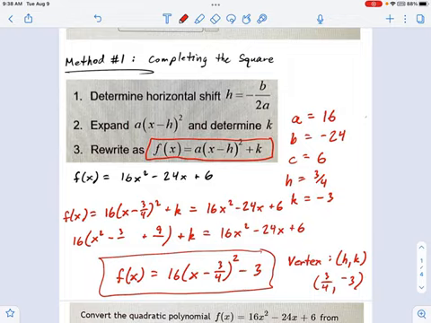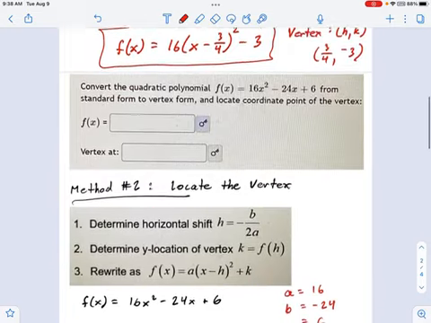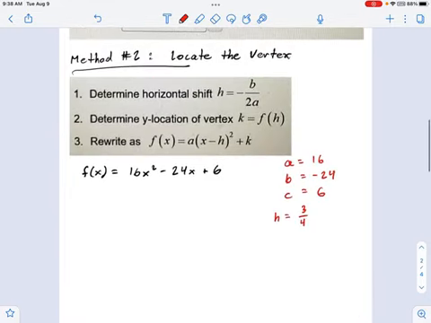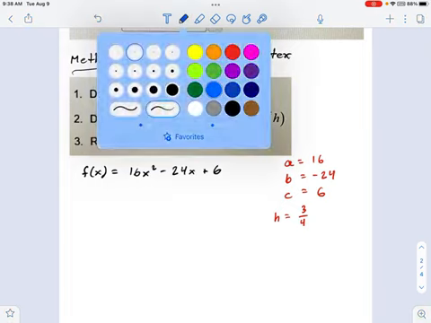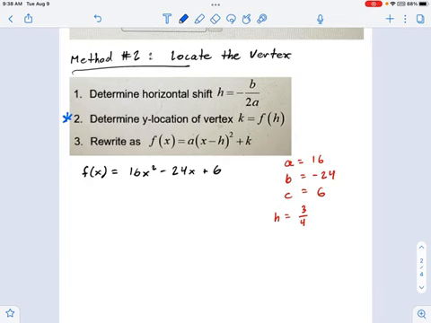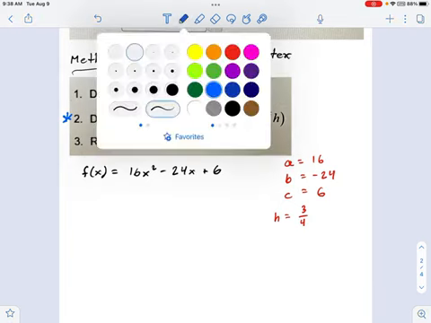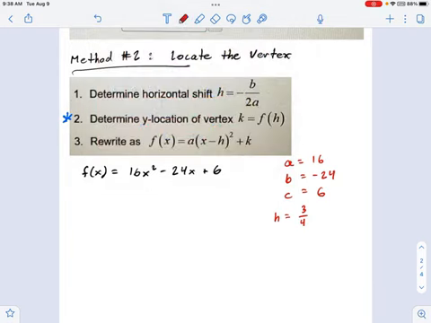Now, I promised you a little simpler way. I like locating the vertex this way instead, since there's a little less algebra involved here. So you see, I've already written down these terms that we figured out above. And let's go ahead and look at step number 2. Step number 2 is really the only difference here. But I like it. You can decide which way you want to do it. I'm going to say k equals f of h.